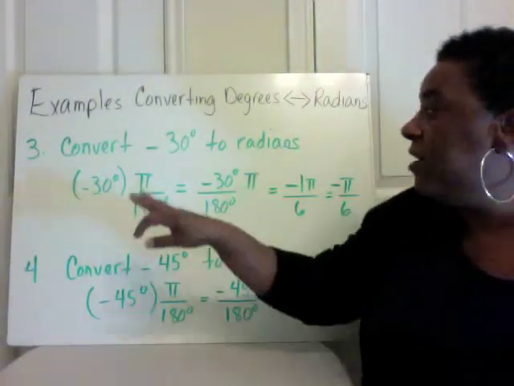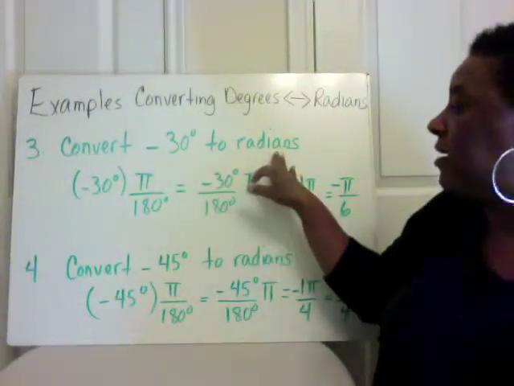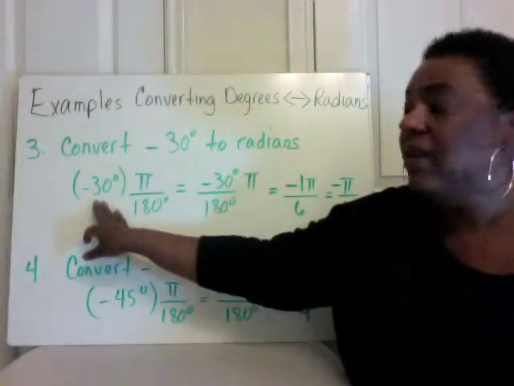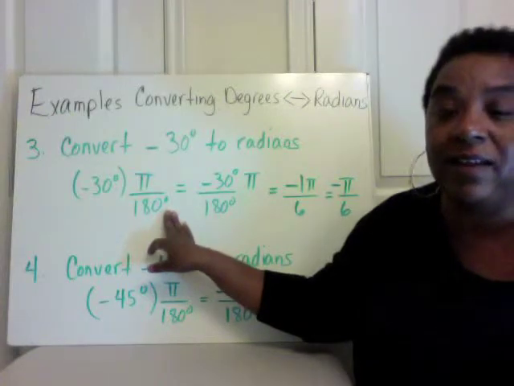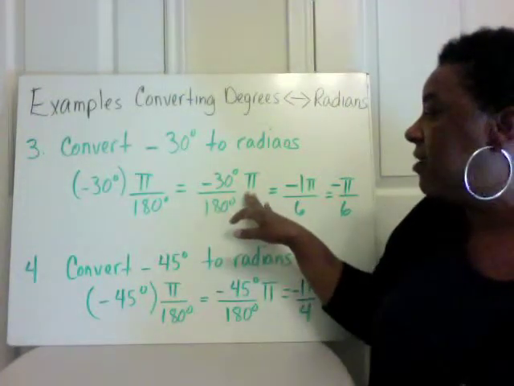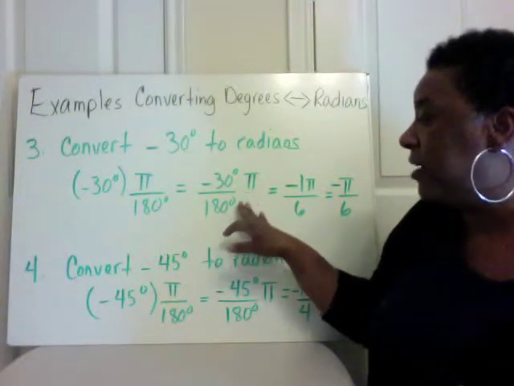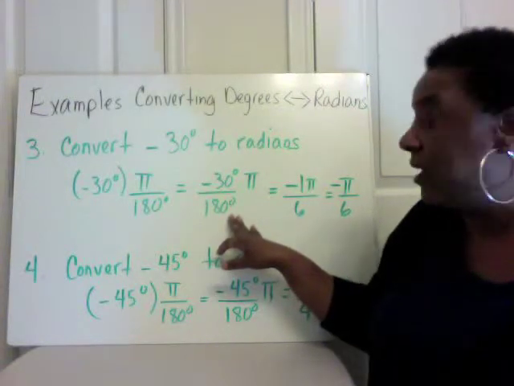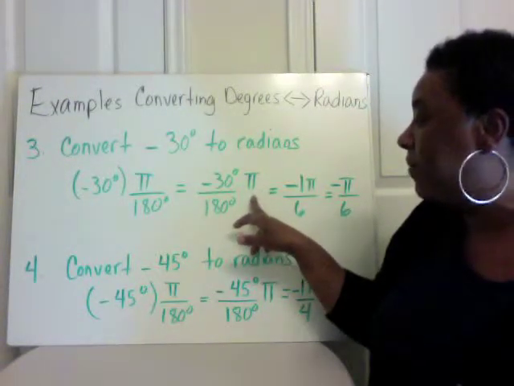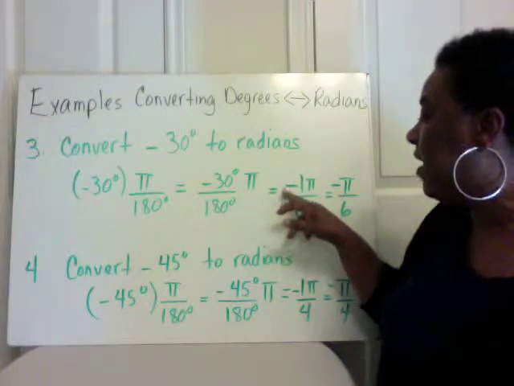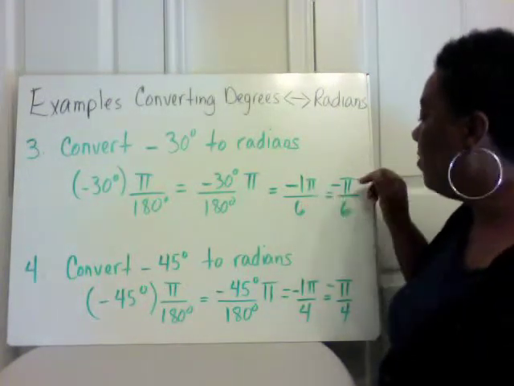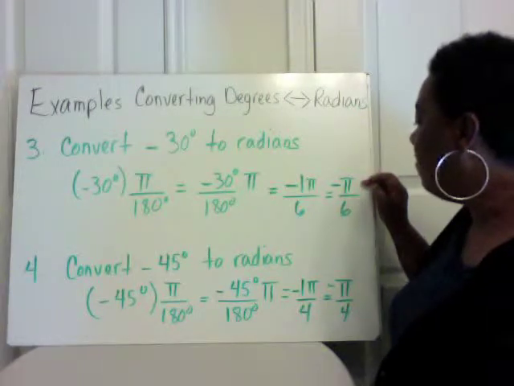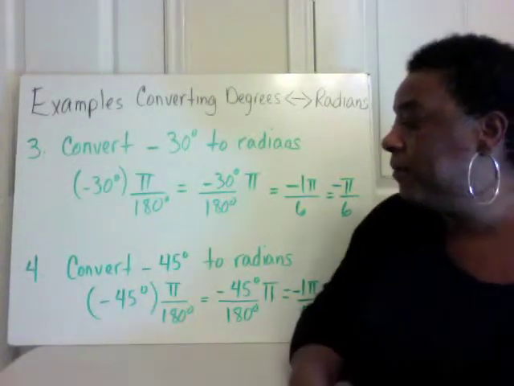Now let's convert negative 30 degrees to radians. So we multiply negative 30 degrees times pi divided by 180 degrees. We can rewrite this as negative 30 degrees divided by 180 degrees times pi. This simplifies to negative 1 divided by 6 times pi, which further simplifies to negative pi over 6.